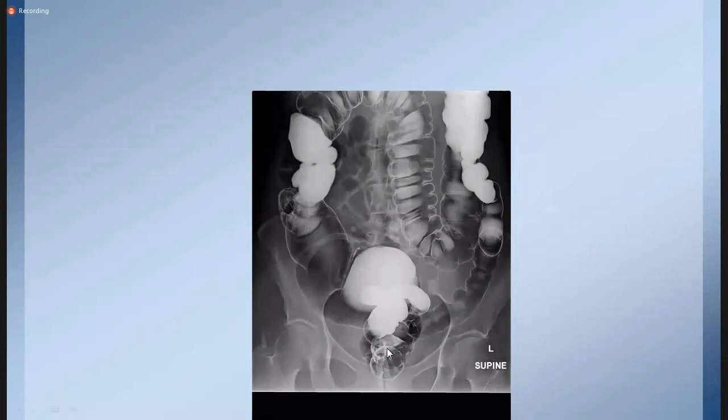This is demonstrating normal rectum, sigmoid colon, and this is descending colon. This is splenic flexure. This is transverse colon, and this is hepatic flexure. This is ascending colon and cecum.